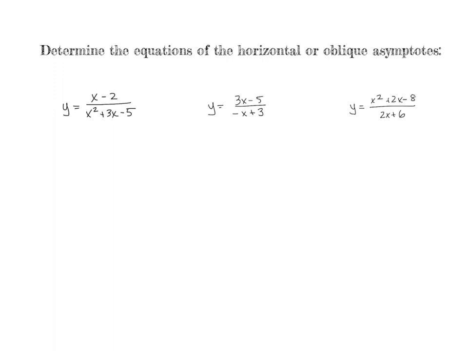Let's try to understand a little bit more about asymptotes and where their equations come from. So I have three problems here, three rational equations, and I'm asking to find the horizontal or oblique asymptotes. So let's start off with the first question here.